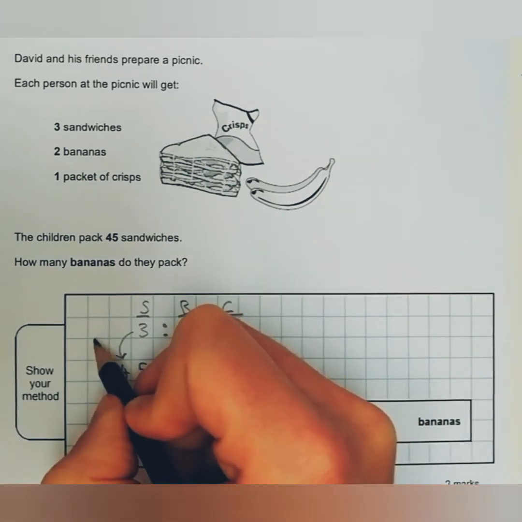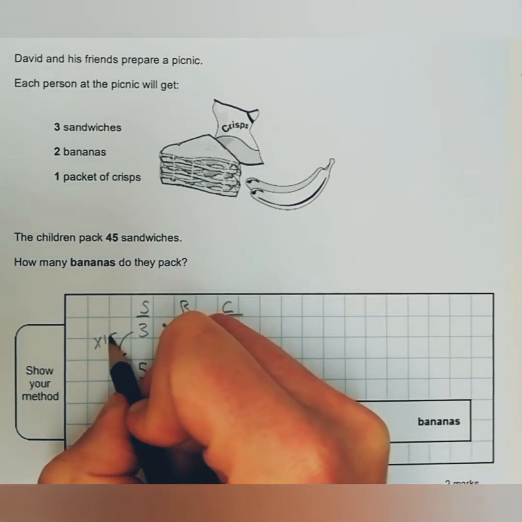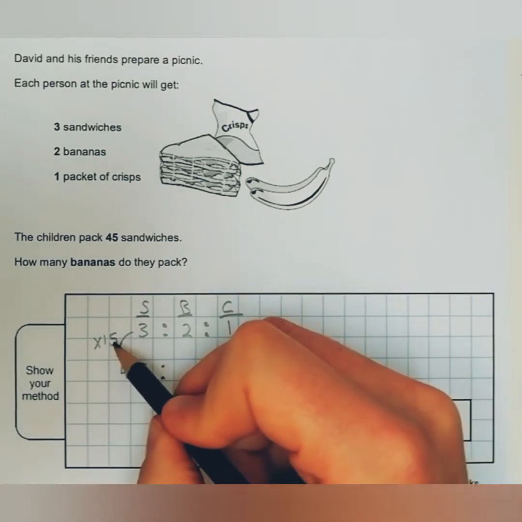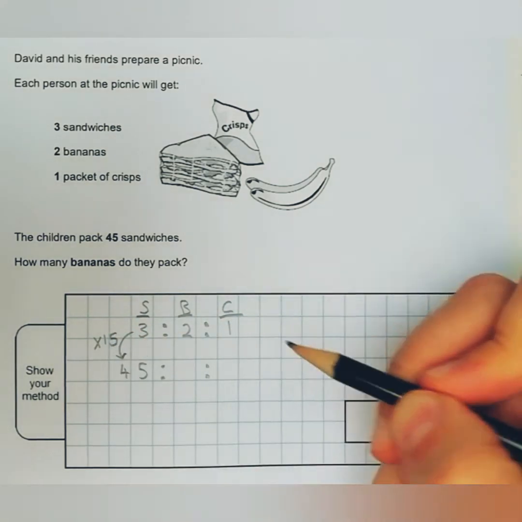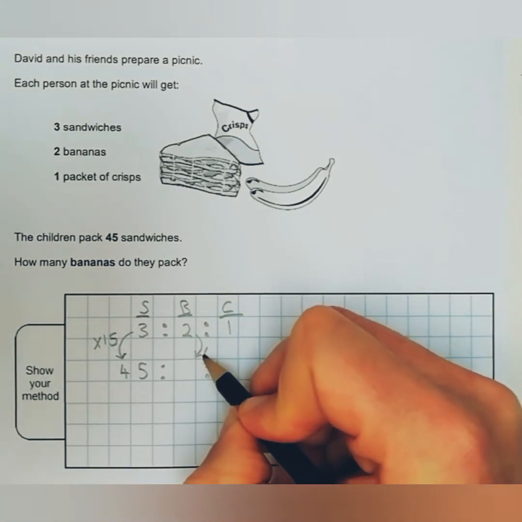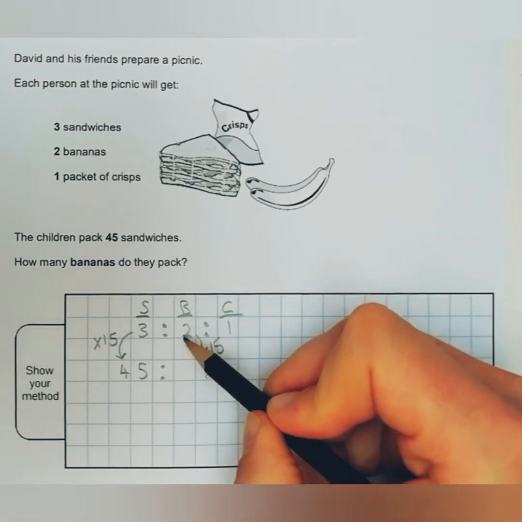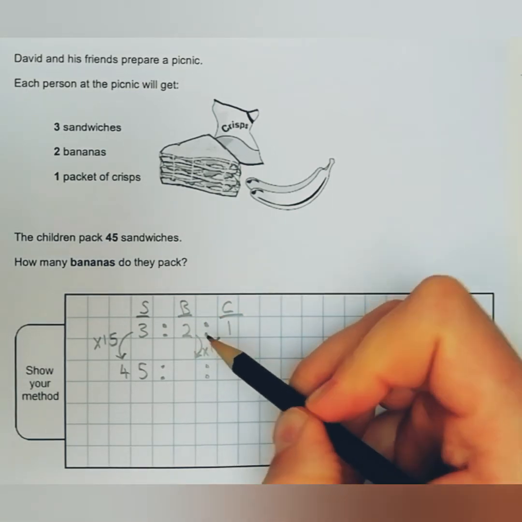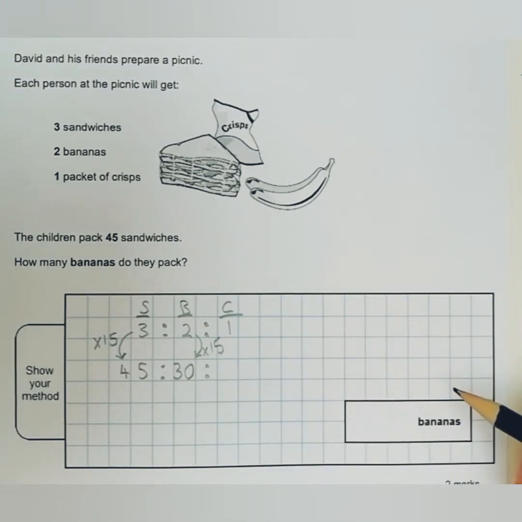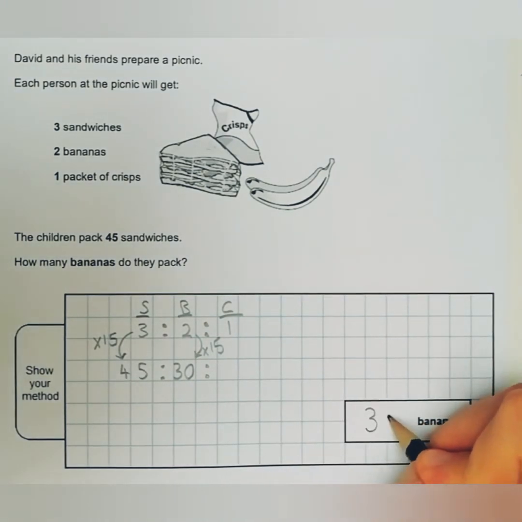Well, the answer there is 15. But if you couldn't do that mentally, you could have written out your multiples of 3 or counted up from the highest multiple of 3 you knew. So that change of being multiplied by 15 has to take place for the bananas too. So 2 lots of 15, or 15 lots of 2, is 30. So the amount of bananas they packed must have been 30.